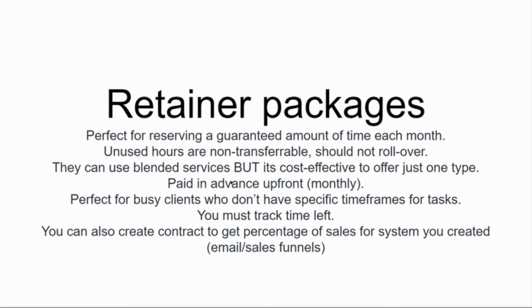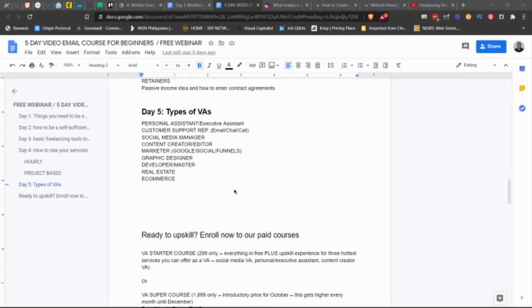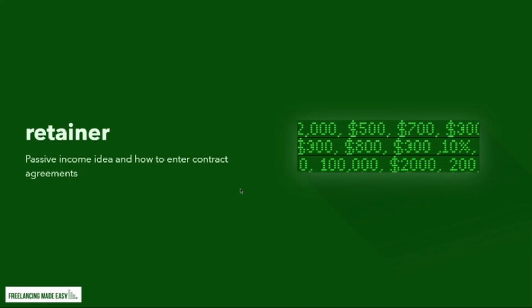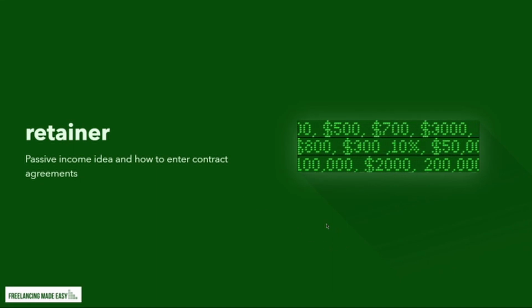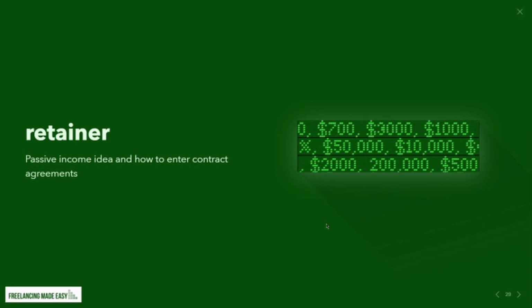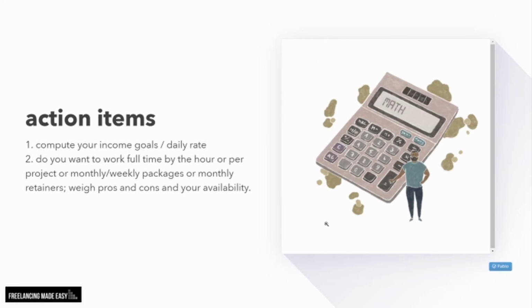Now let's go back to your action items kasi I want you to understand that you have to learn by doing. So, paulit-ulit natin sasabihin nyo. Here are your action items for today. Una, compute mo muna yung income goals and daily rate or hourly rate mo. Because that's where everything will start. This will motivate you, as I've said in the very first slide. You should be happy about your income goal and you should be strategic about it.